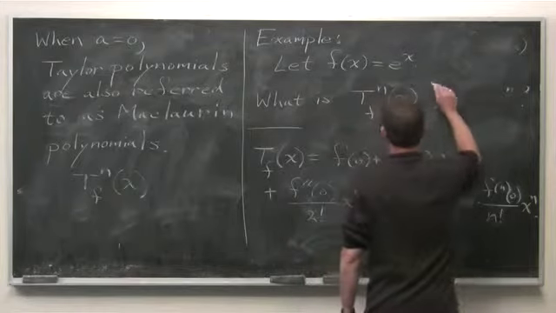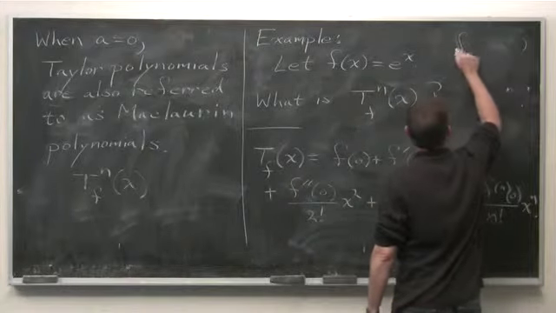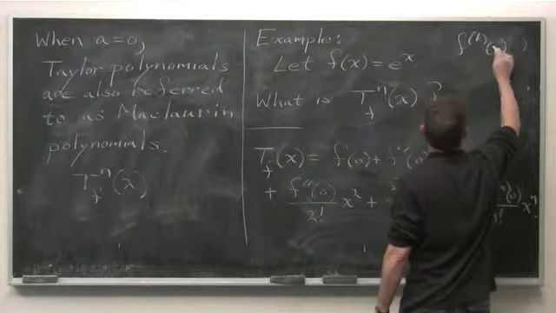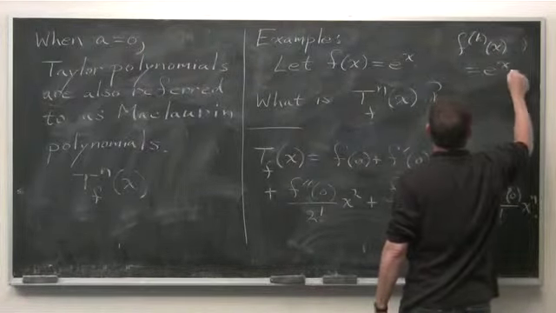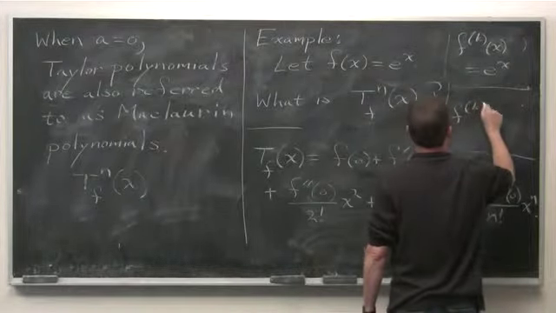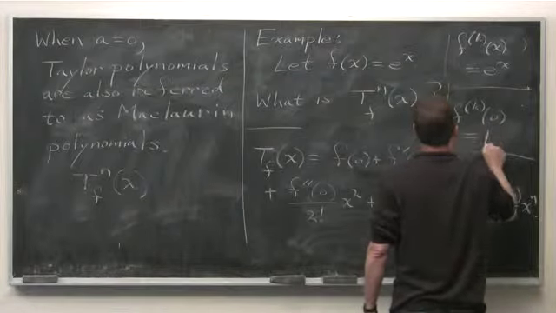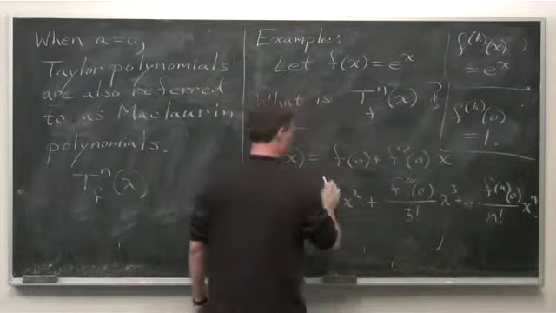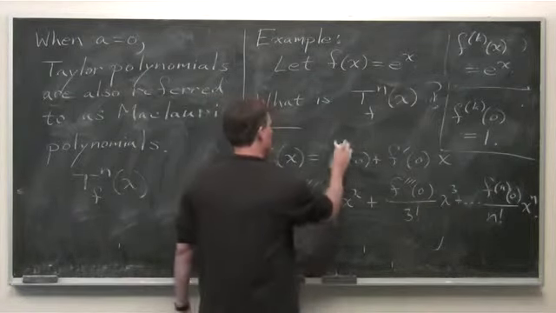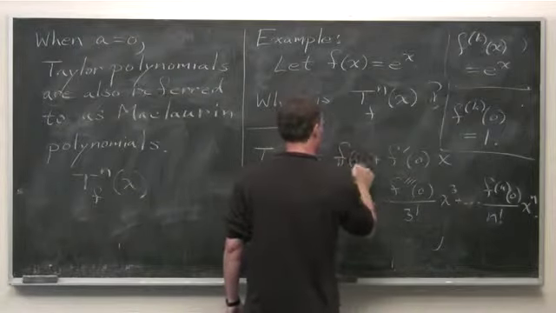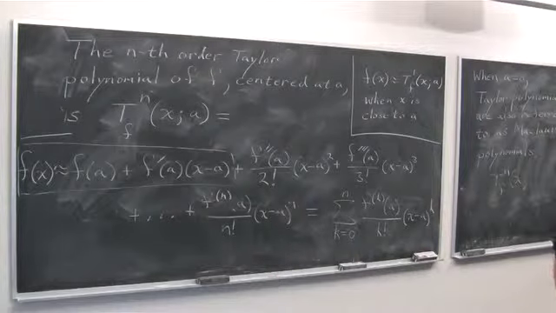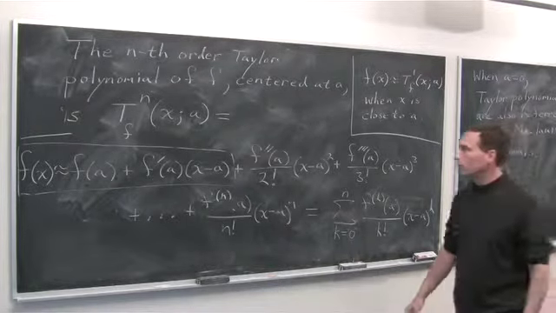So the kth derivative of f at 0, well, the kth derivative of f at x is e to the x. The derivative never changes. So the kth derivative of f at 0 is always e to the 0. It's 1. So all of these derivatives are 1s. And so what we get, actually let me write it over here.